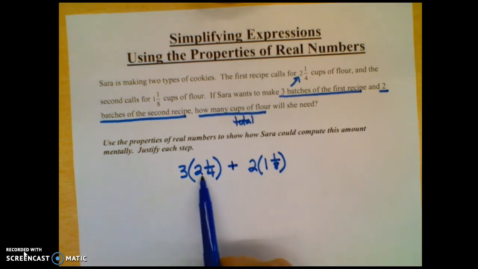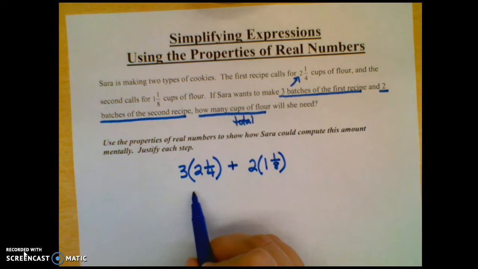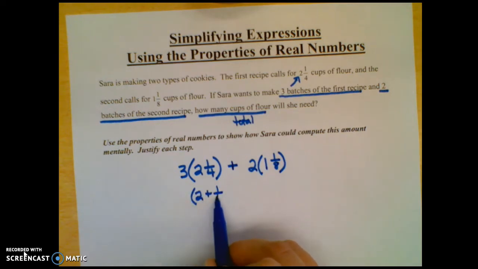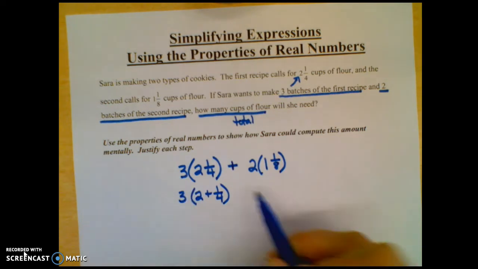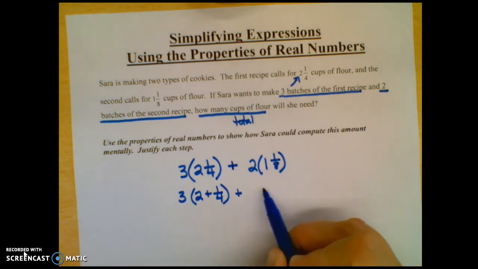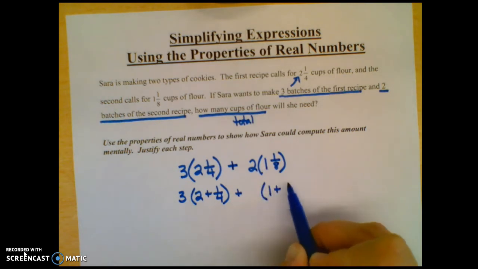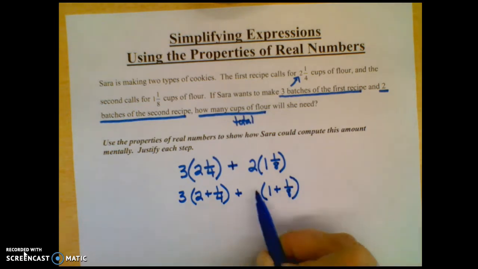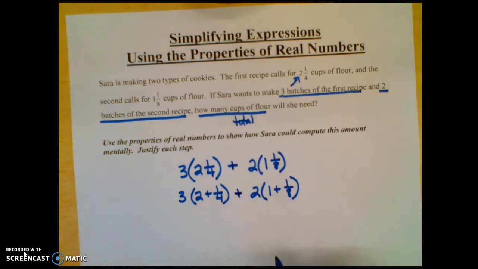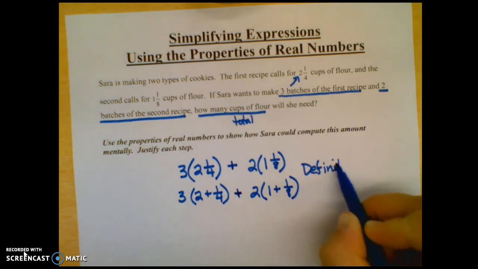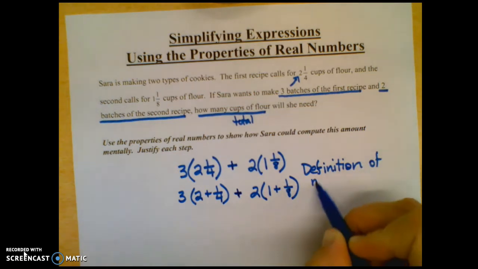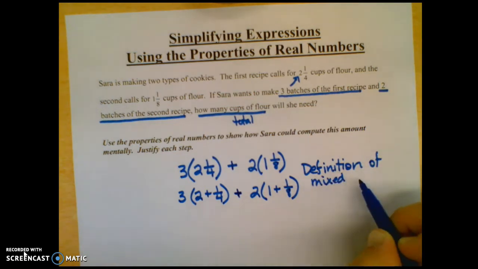Now a mixed number right here, when we read this, it says 2 1/4. 2 1/4 really means 2 plus an extra quarter of flour. And we're going to multiply that by 3 because we have 3 batches. Same thing over here. We have 1 1/8. That's the same as 1 full cup plus 1/8 of a cup. And we have 2 batches of that. So we're multiplying that expression by 2. Okay, for our justification, this is a definition of a mixed number. It just means you have whole parts and partials.